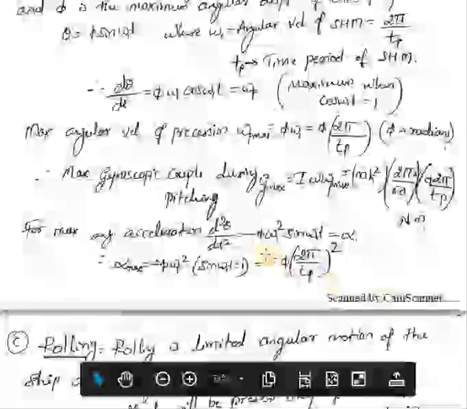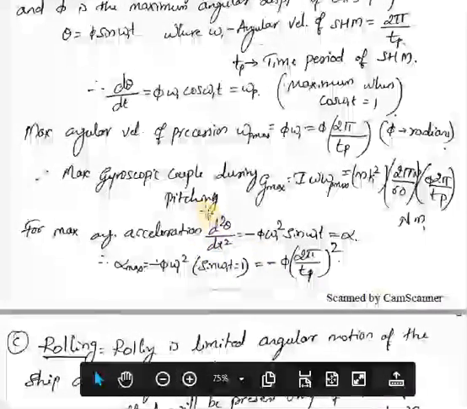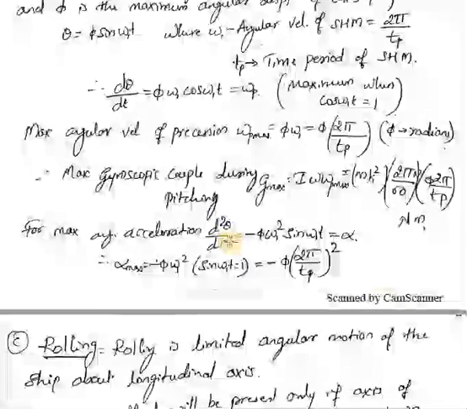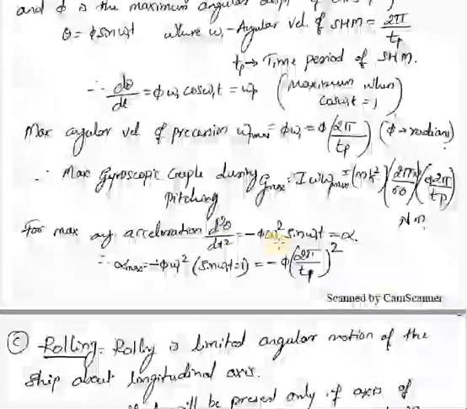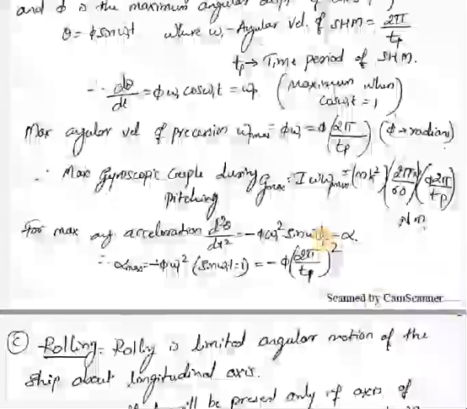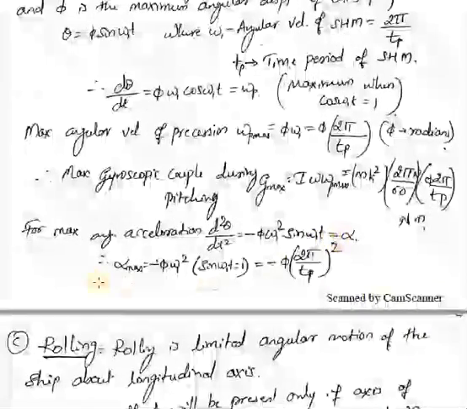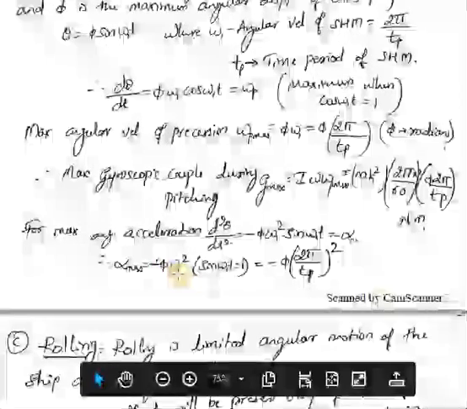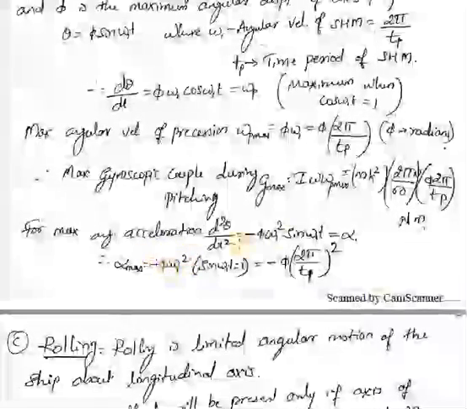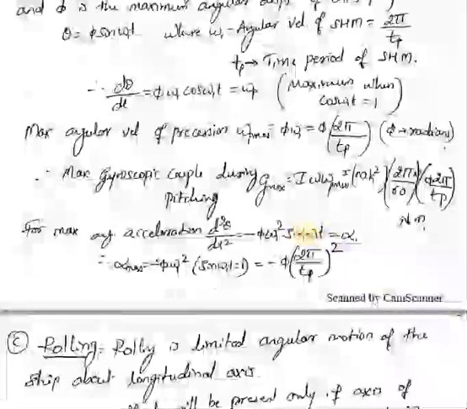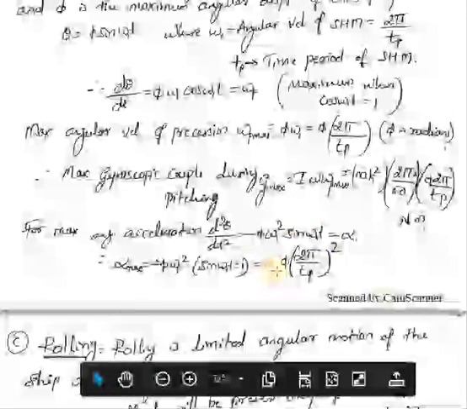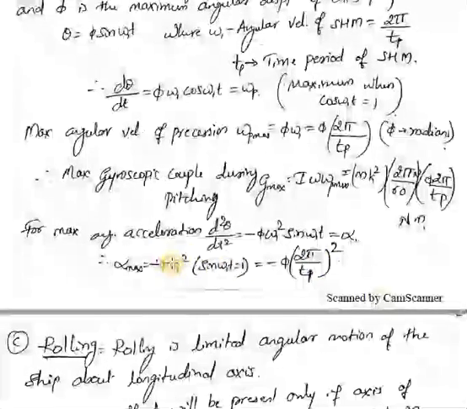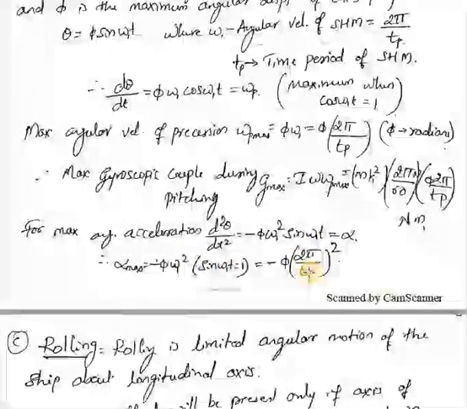And for maximum acceleration, differentiating this equation again with respect to t, d square theta by dt square equals minus phi into omega 1 square into sine of omega 1 t, which is equal to alpha. So alpha max is given by minus phi into omega 1 square. This will be maximum only when sine omega 1 t equals 1, which is equal to minus phi into 2 pi by tp whole square, because omega 1 is given by 2 pi by tp.